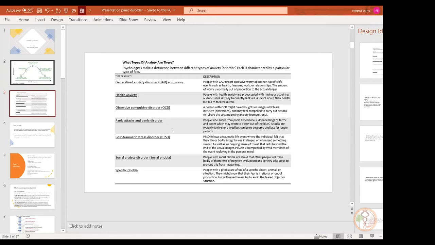So health anxiety: people with health anxiety are preoccupied with having or developing a serious illness. They frequently seek reassurance about their health, but fail to feel reassured. They have this relationship with their doctors, GPs, which makes things very difficult for psychologists to distinguish what's going on. Usually they will run to their GPs and say, I have this problem, I have that problem. And the GPs also get engaged in diagnosing them, sending them to different tests.